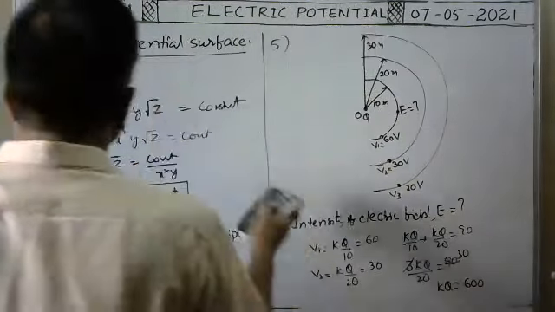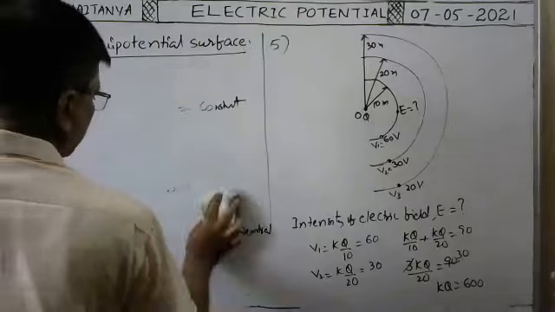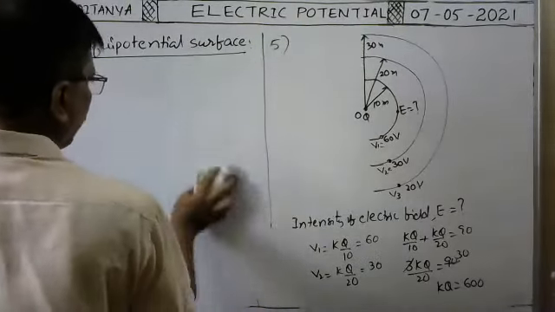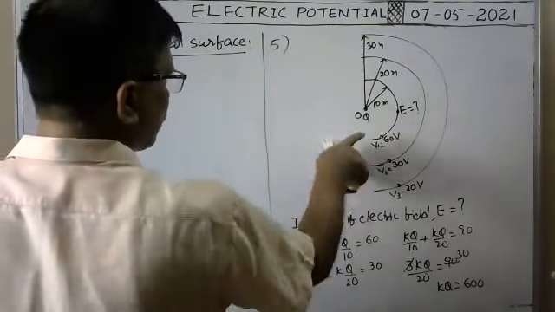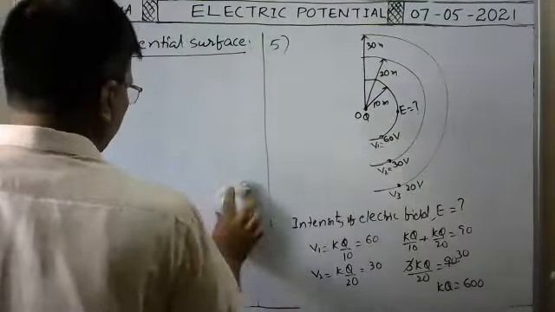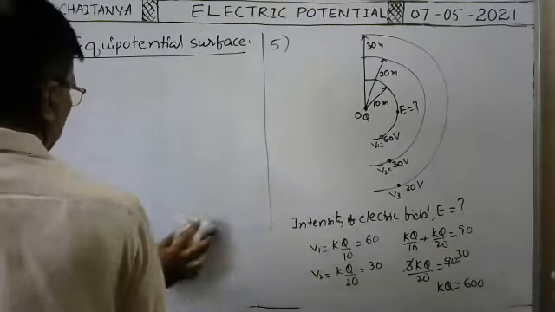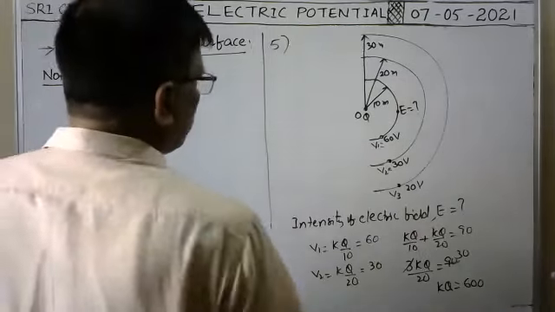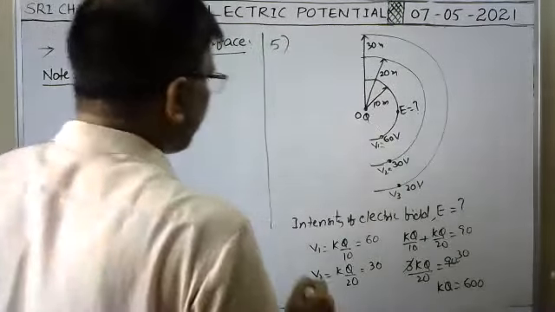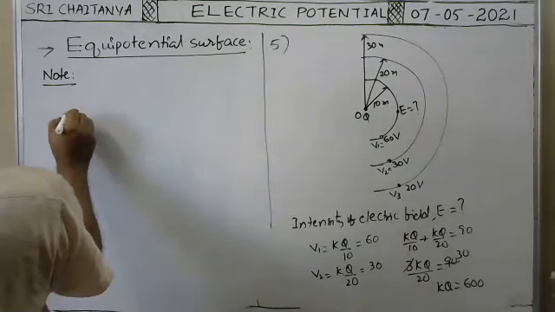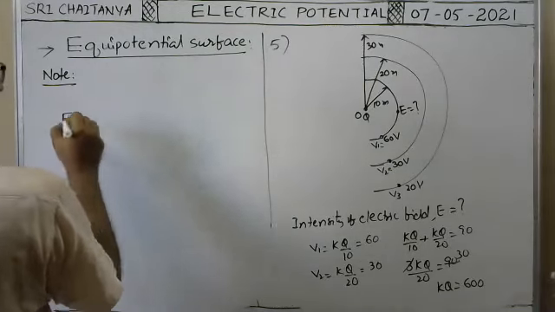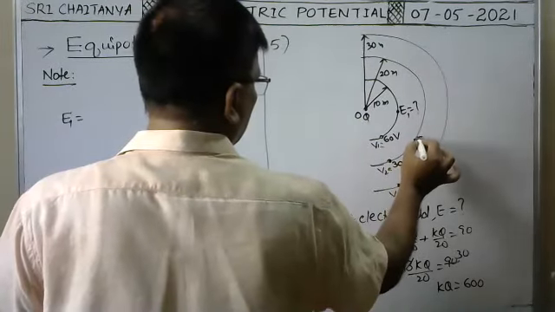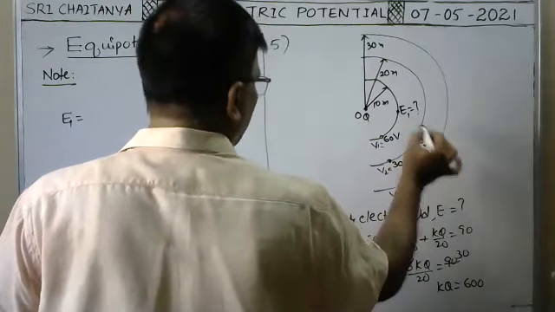All are in SI only. Now, what is the intensity of electric field on the equipotential surface of radius 10 meter? Due to this charge, at this point, what is the intensity of electric field? This is E1, and here E2. So we have to find E1 now.